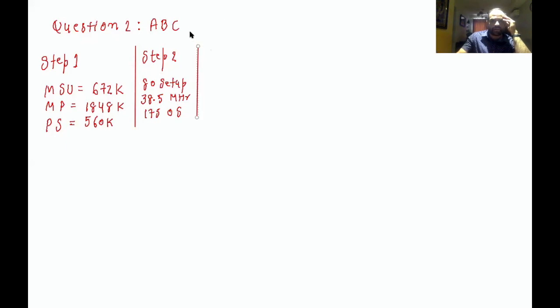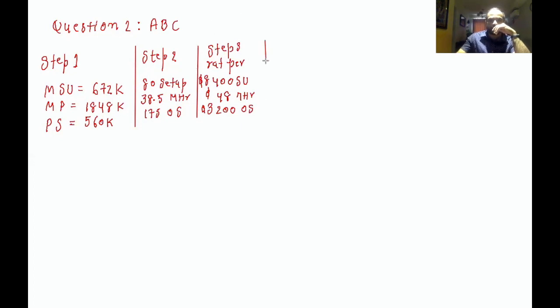Now, step three, which is cost pool divided by cost driver, which is rate per. So tell me one by one, step three. 8,400, 48, and 3,200. So these are the rate per setup, rate per machine hour, and rate per outgoing shipment.